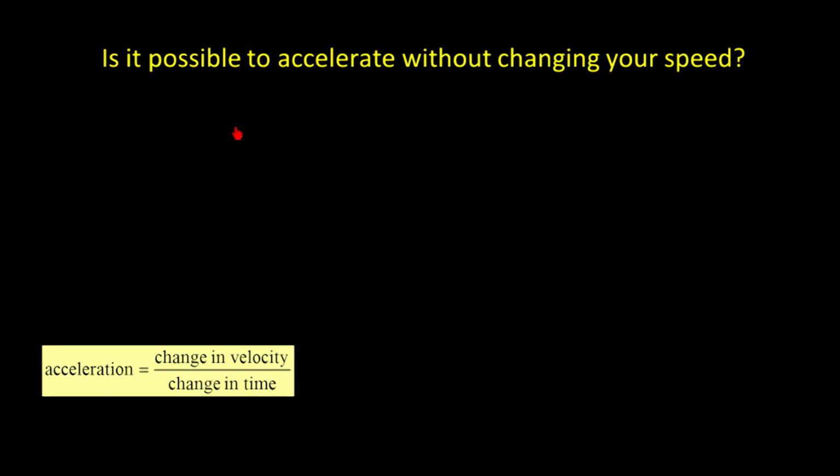The question I want you to ponder is: is it possible to accelerate without changing your speed? If you recall, we often think of acceleration as 0 to 60, just like a car does, or something like 60 to 100. Going from 60 to 100 is accelerating. But let me show you an example of how you can accelerate without ever changing your speed. Let's start with a real-world example.